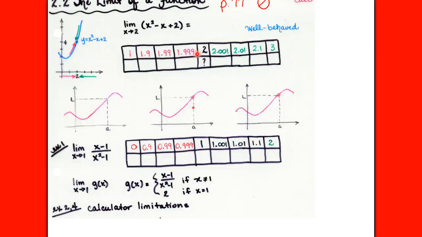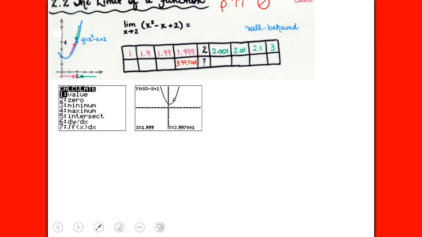So I'm going to go through and plug those values into my calculator. So grab your graphing calculator if you would. Put that equation in y equals. So your equation was y equals x squared minus x plus 2. So throw that in y equals x squared minus x plus 2.